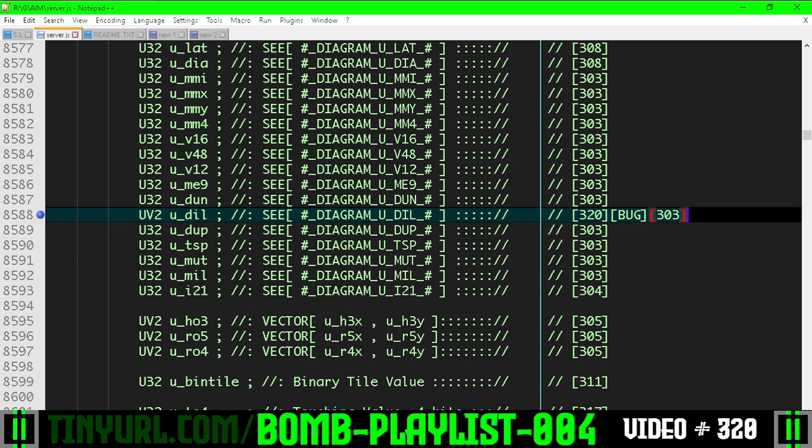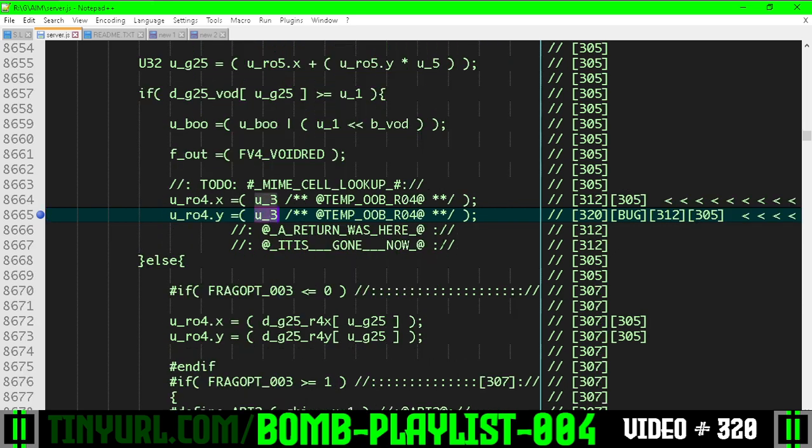This was a bug, it needs to be a UVec2, not a U32. This was a bug, it's U3, not U0.